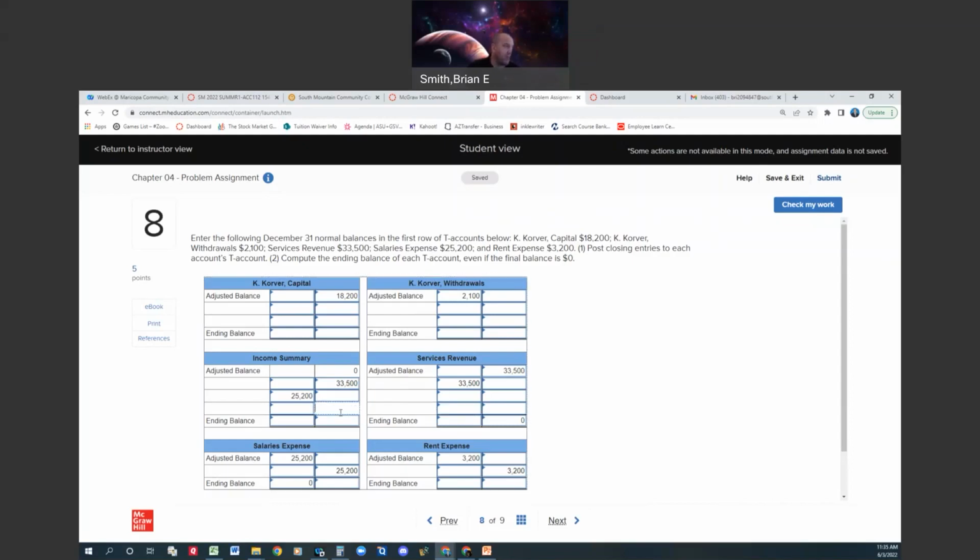Then maybe it wants me to do closing the income summary out. Sometimes I have to figure out what they want too. You know what I'm saying? Because sometimes they're crazy. Sometimes they're crazy.